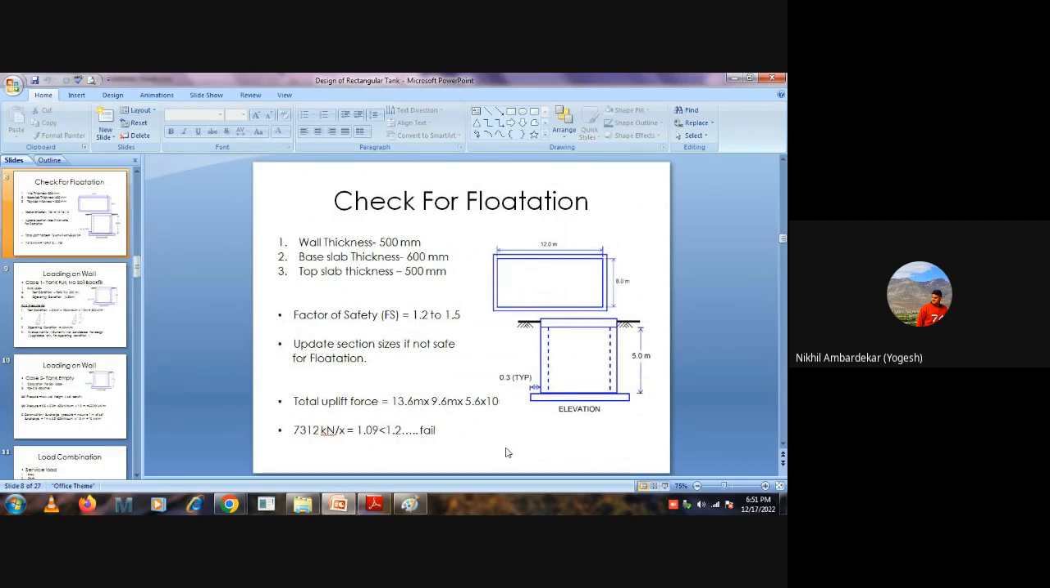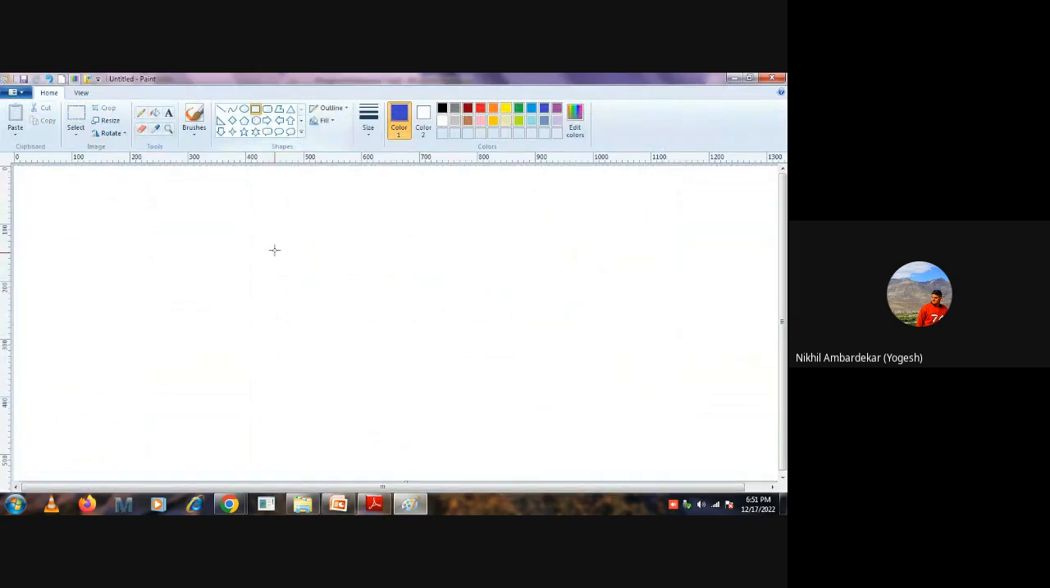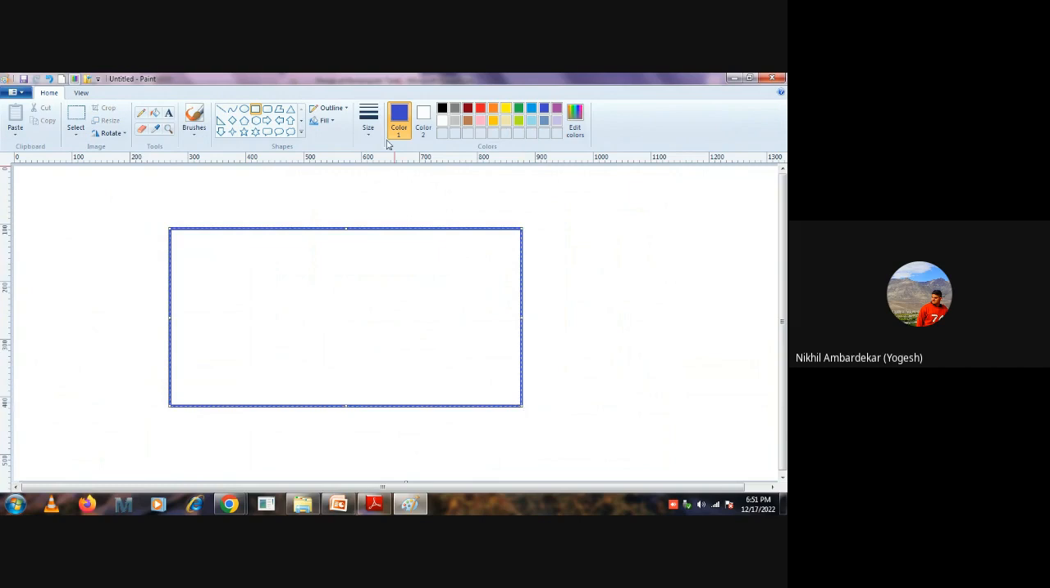So what will be the dimension if I want to see this from this direction? This is the elevation of my wall panel. The length will be 12 meter, correct? And height will be 5 meter. Got it? So that is B, and this is A.